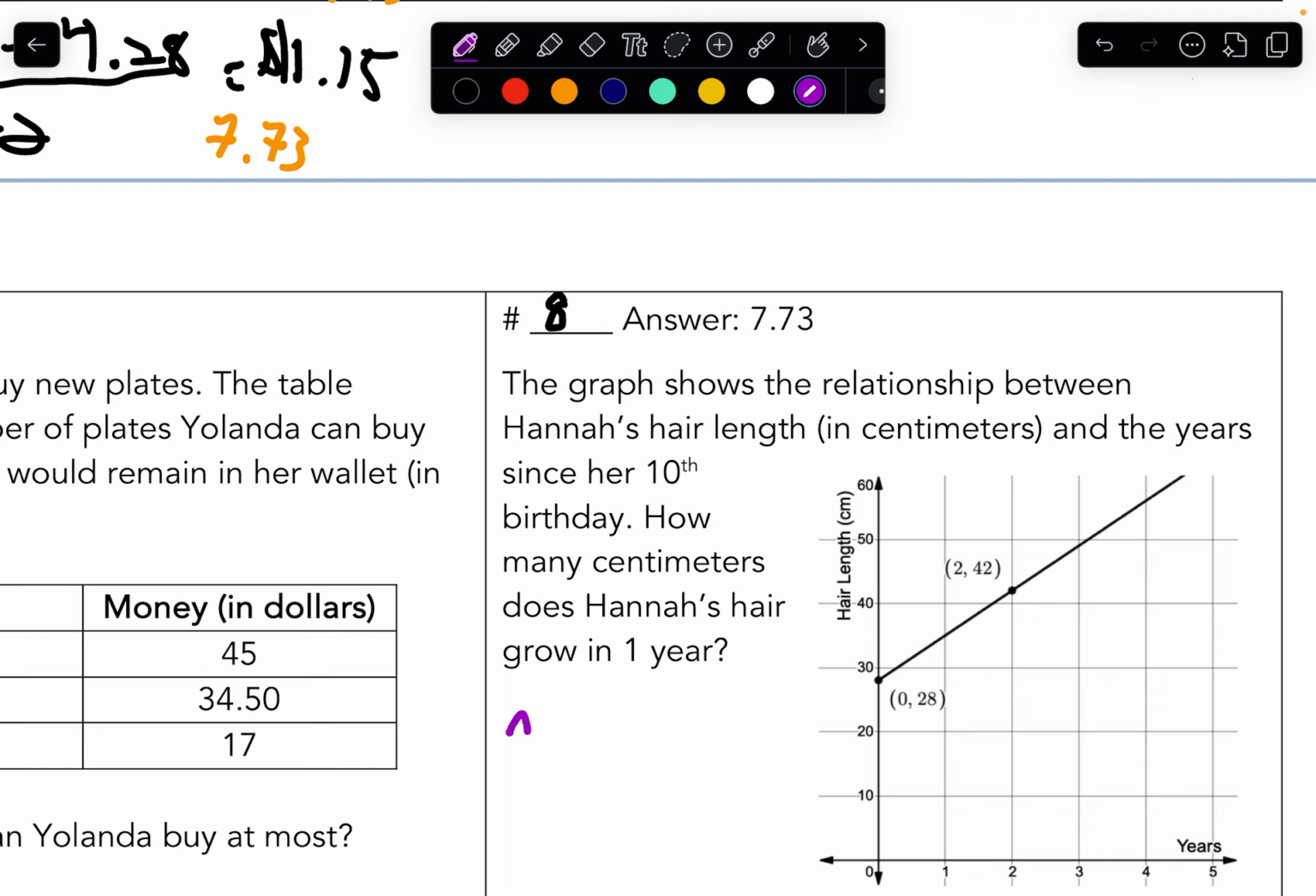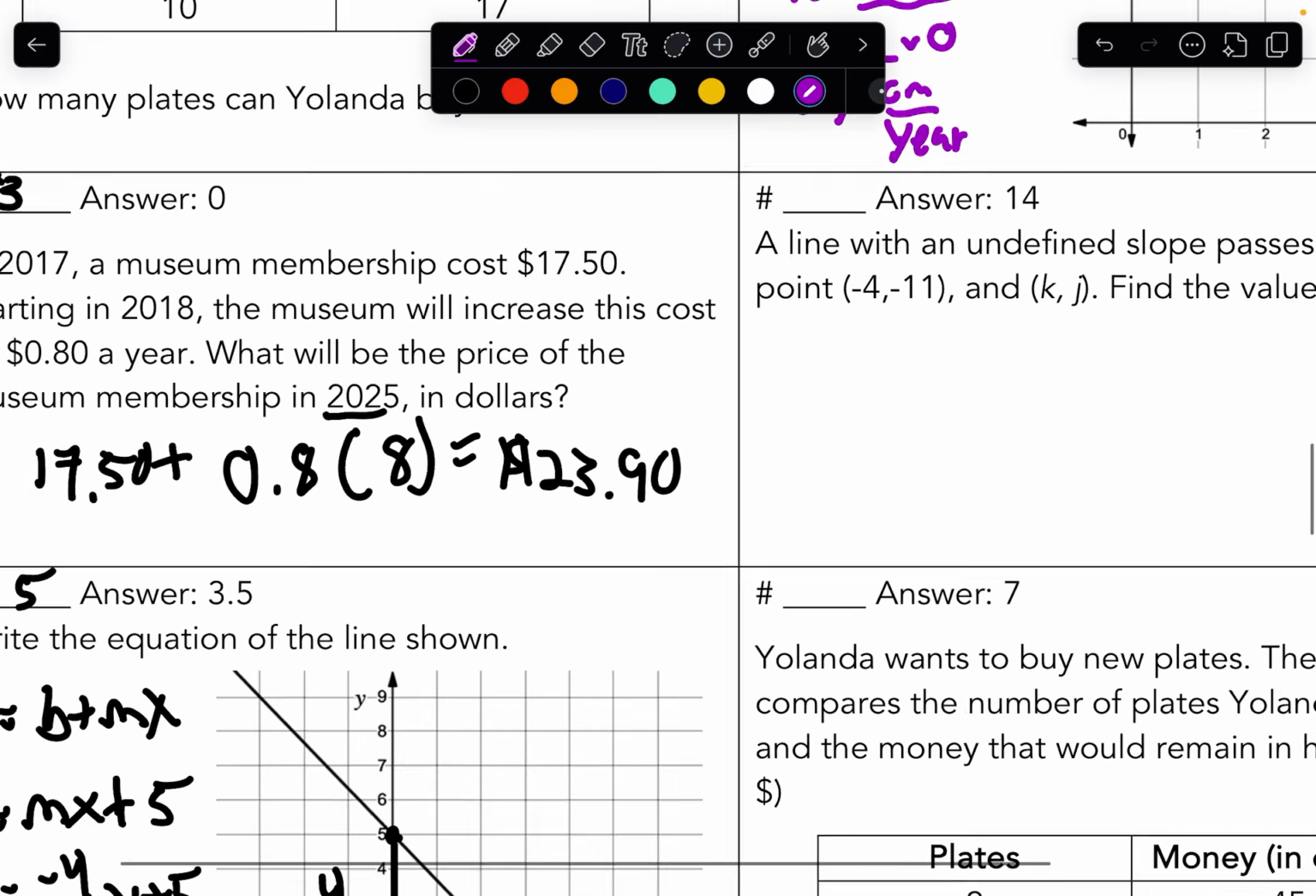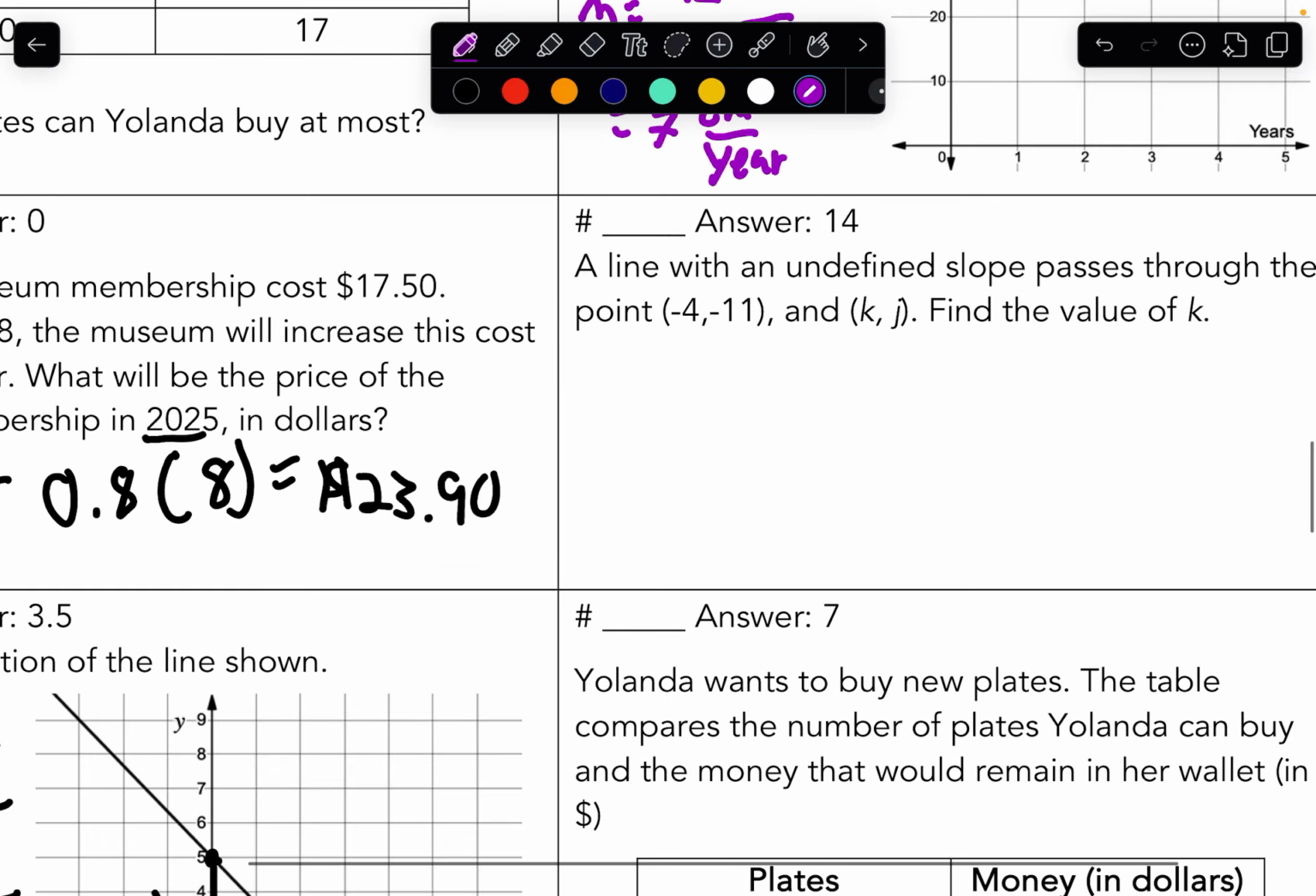So we want M. M equals 42 minus 28, I'm just taking this minus that, over 2 minus 0. So that's 42 minus 28 divided by 2, and that is 7 centimeters per year. Notice with rates and word problems, I'm writing the units. Make sure you do that. So we're looking for 7 now, isn't it? Oh, and it's right there. So that was 8, and this is 9.